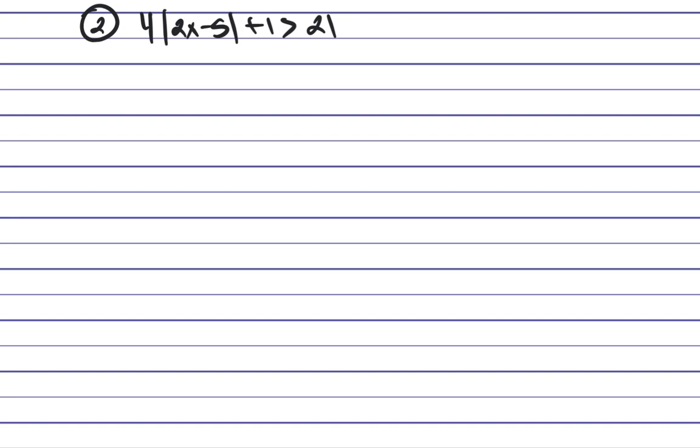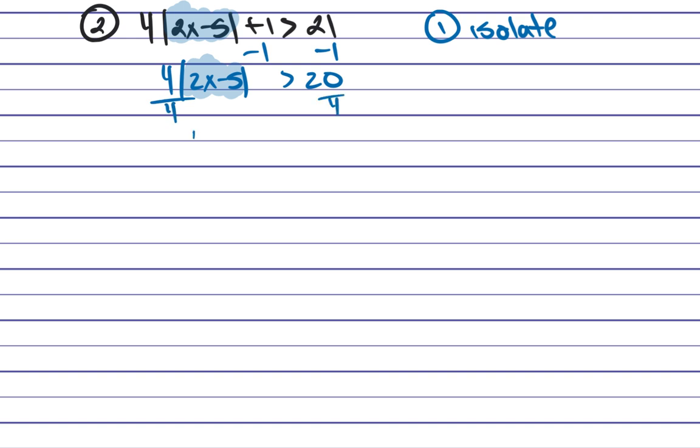Okay, here we have the second question. We're going to do the same steps. It starts with isolate. Notice this one we do have to isolate because my absolute value has 2 neighbors, a 4 and a 1. We always start by adding or subtracting first. So when we subtract the 1, we get greater than 20. I still need to get rid of the 4 because my absolute value is not quite isolated, so I'm going to divide by 4. That means I have absolute value of 2x minus 5 greater than 5. Now that I've isolated, I can move on to my second step, which is to separate.